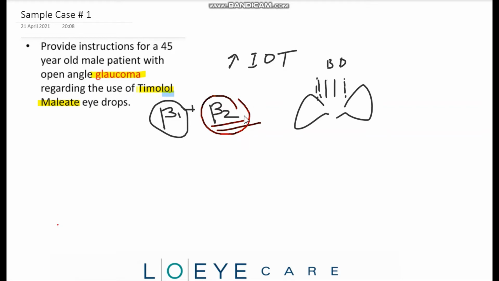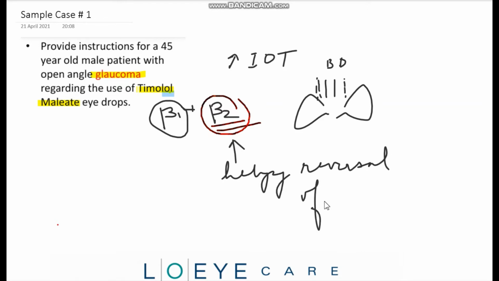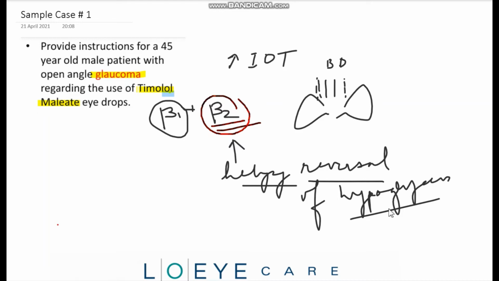The other thing is beta 2 is involved in helping reversal of hypoglycemia. How? Because it causes glycogenolysis and gluconeogenesis. So this is how it increases glucose and helps to reverse hypoglycemia. Whenever you have a sudden hypoglycemia, beta 2 helps in reversing it. So this is one of the cases.